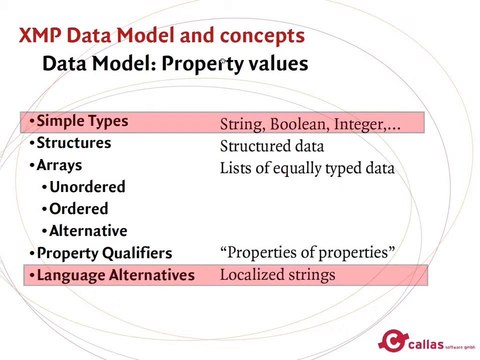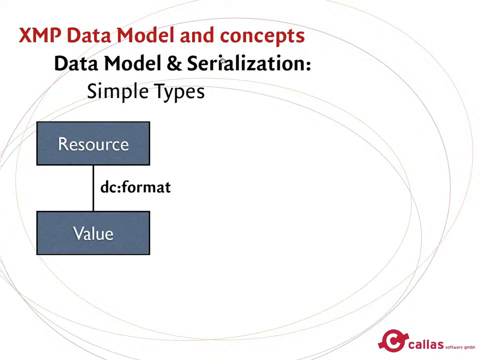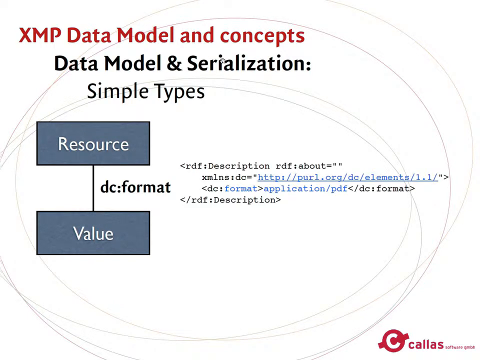So I will not show all of these data types in detail, but only the simplest and the most complex one. So the simple value type is just very simple, also in the XML. It's just a property tag inside the description container with a namespace URI, a property name and a value.